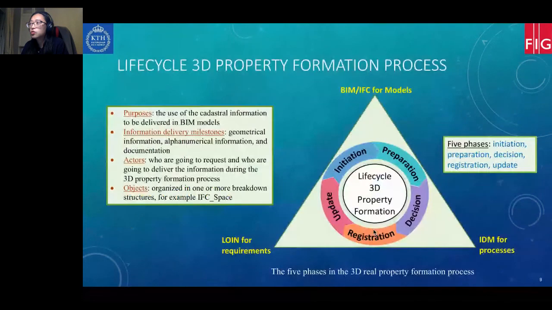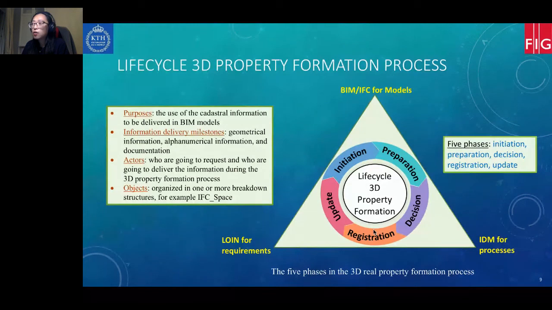So according to the previous research, the 3D property formation could use the same process as for the formation of other property units, but adding specific rules and standards concerning the use of 3D. So it can be divided into 5 phases: the initiation, preparation, decision, registration, and update phases. So in our study, we use the BIM-based approach.